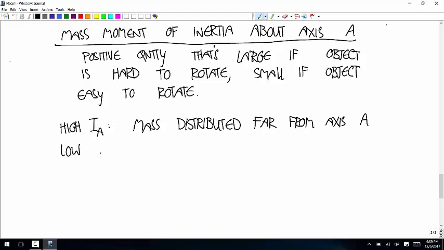And a low mass moment of inertia, assuming a fixed amount of mass. So two things can have the same amount of mass, and one can have a high mass moment of inertia, and the other one a low mass moment of inertia. The way that works is the one with high mass moment of inertia has that mass spread out a long way from the axis, and the one with a small moment of inertia has that mass compressed tightly around the axis. So the mass is distributed close to the axis A.